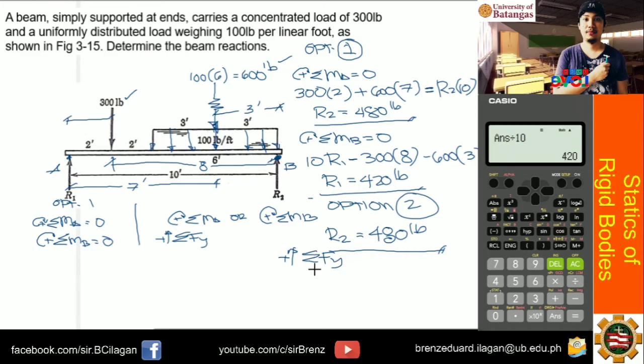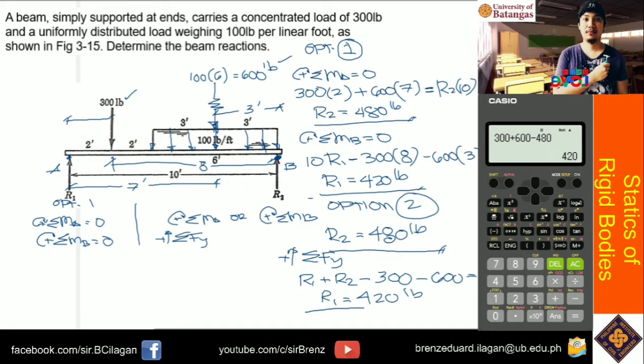Okay? So, the equation will be R1 plus R2, and then minus, since pababa yan, 300, and then minus 600 pounds, since pababa yan 600, equals to 0. Therefore, R1 will be equals lang sa, so transpose mo sa kabila, so plus 300, so transpose mo rin yung negative 600, so plus 600, and then yung R2, since transpose mo doon sa kabilang side, positive 480, so magiging minus 480. So, equals lang sa 420.